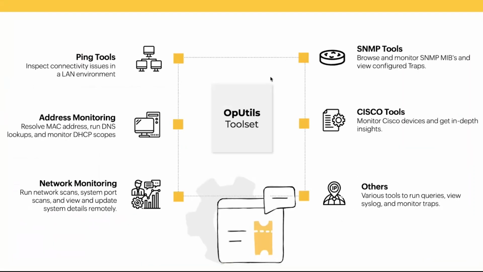Let's go back to the presentation. So now let's talk about the OpUtils network toolset as a whole. This toolset gives IT admins a centralized console to perform a variety of everyday network tasks. So you can see there's 6 different groups of tools over here. Let me go into the demo directly and explain them one by one.